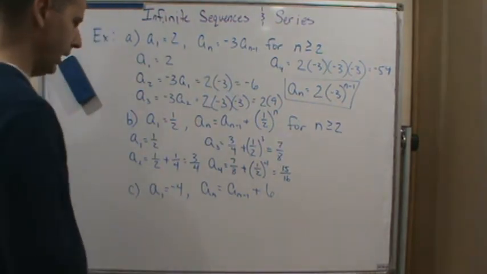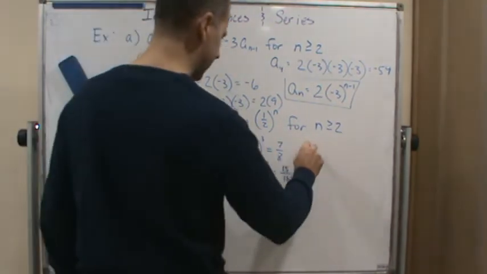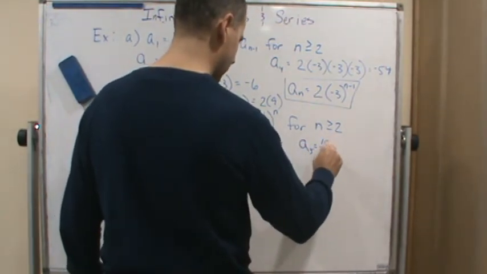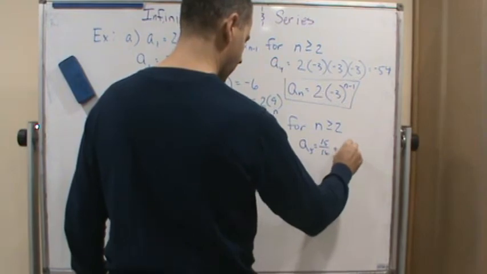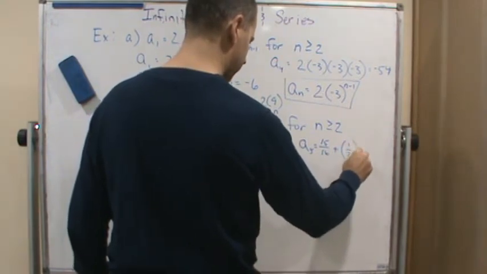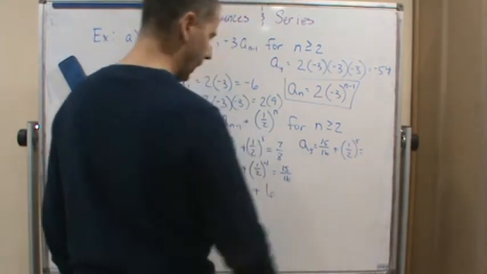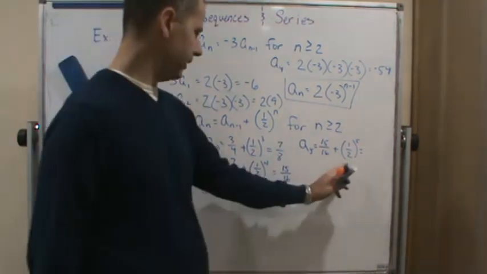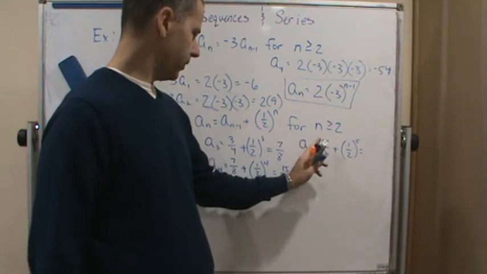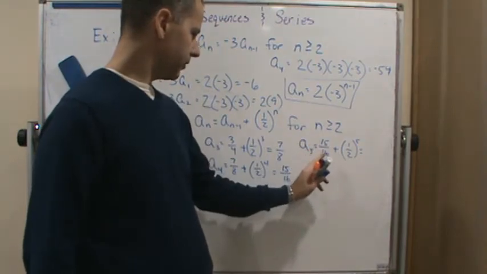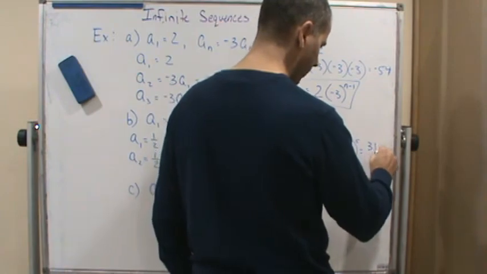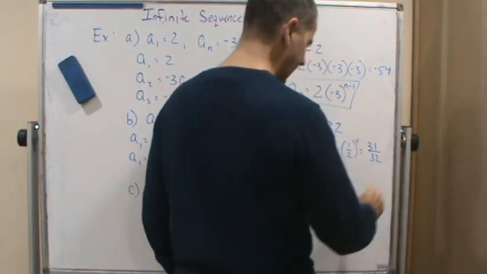Okay, good. And then a sub 5, let's do one more. A sub 5 equals 15/16 plus 1/2 to the fifth power. And so that's going to end up being 1/32. And so this is going to be 30 seconds, but then 30 plus 1 is 31, so 31 30-seconds.